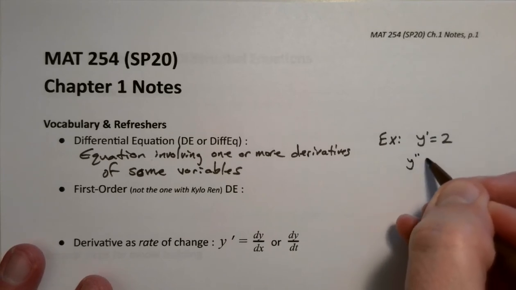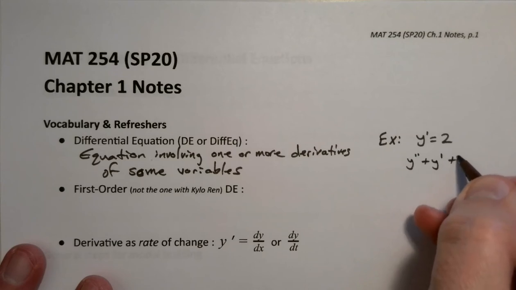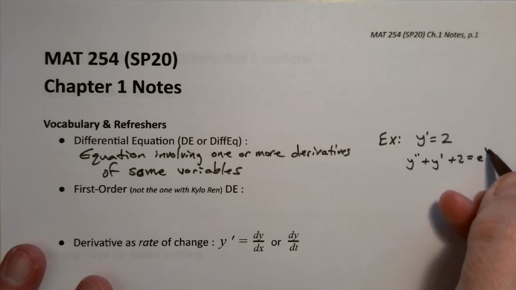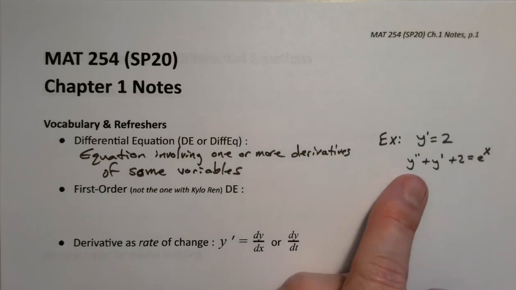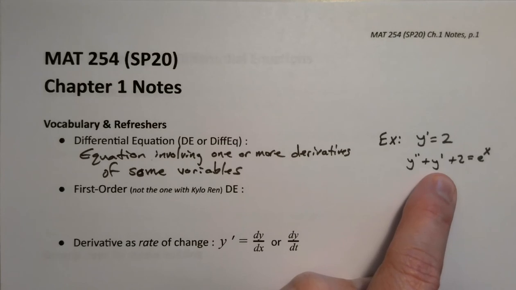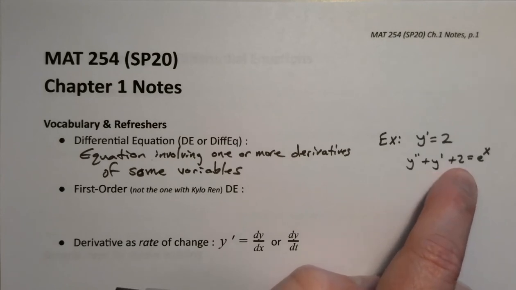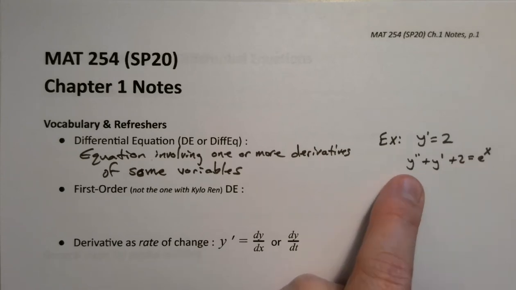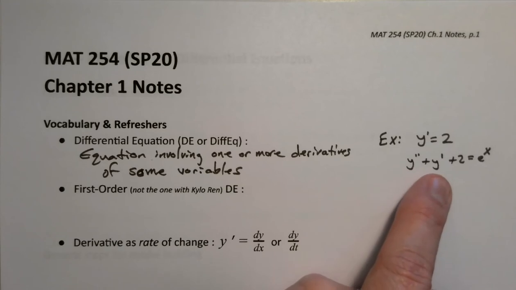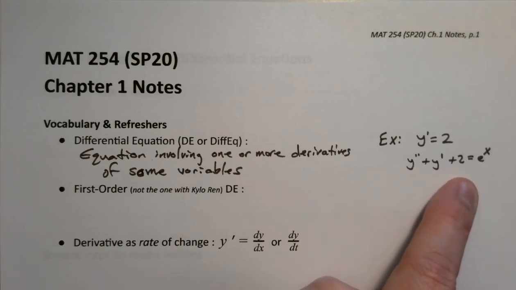y double prime plus y prime plus 2 equals e to the x. And you might look at that and think, wait, how am I going to solve that? Well, we'll get there eventually in the class, but what this is really saying is take the second derivative of some function, add it to the first derivative of that function, add the number 2, and you get e to the x. So whatever that function is, whatever y is, its second derivative and first derivative, when combined in this particular way, add up to e to the x.